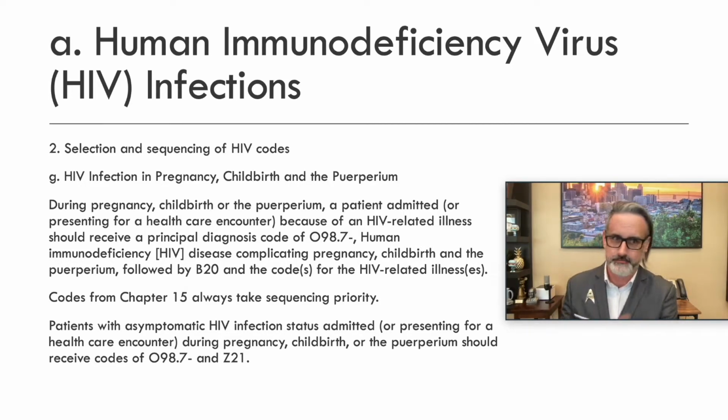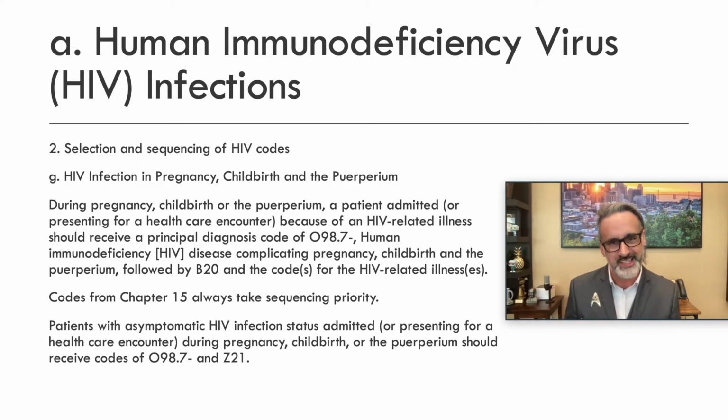Chapter 15, which we'll discuss when we get to that point, because starting with Chapter 1 onward, the OBGYN codes begin with the letter O, hence OBGYN. And those codes always take priority. So those will go first before a B20, for example. And the patient with asymptomatic HIV infection admitted or presenting for a healthcare encounter during pregnancy, childbirth, and the puerperium should receive codes O98.7 hyphen, because again, we need more characters, and Z21. So simply put, if the patient is obviously female and pregnant, then an O98.7 hyphen, depending on what trimester the patient's in, will always go first. And then we resume the normal B20 or Z21 guidelines.